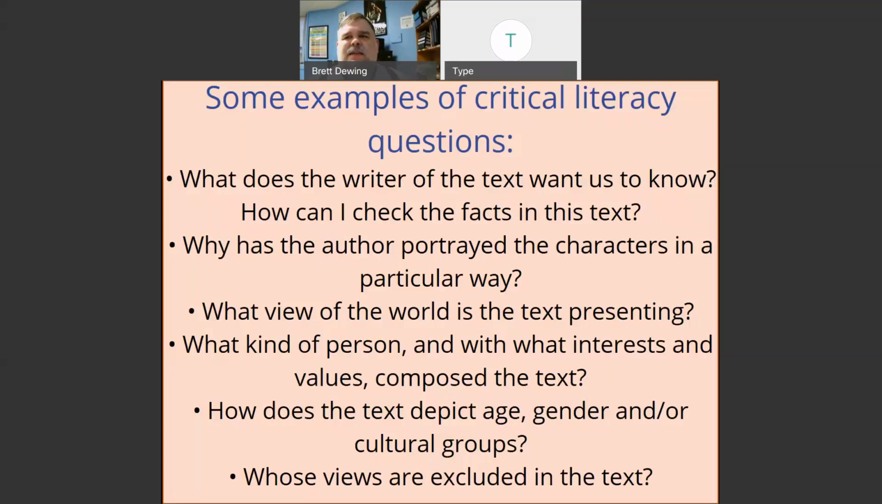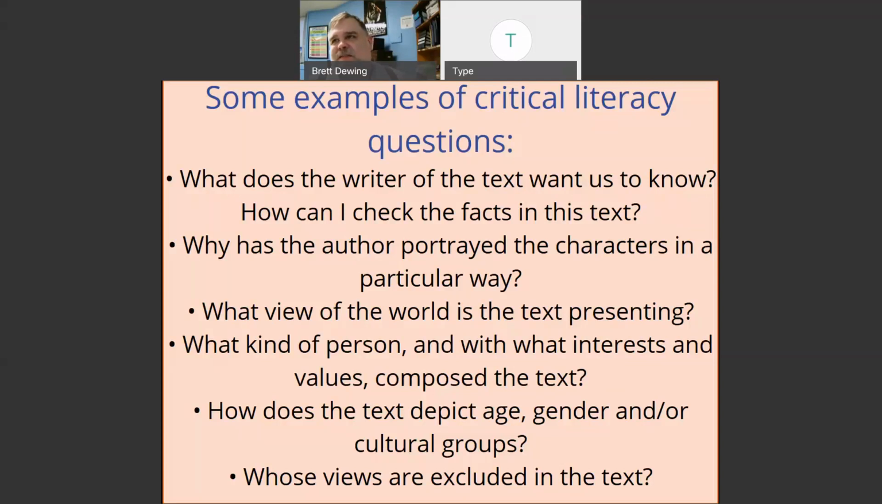So maybe it's a book all about women and there are no male views in it. What does that say? Maybe it doesn't have any views from a specific culture that's important to what it's talking about, but it doesn't talk about those views. Why are they excluded? Why didn't they talk about them in the text? Is there a good reason? Things like that. Those are critical literacy questions.